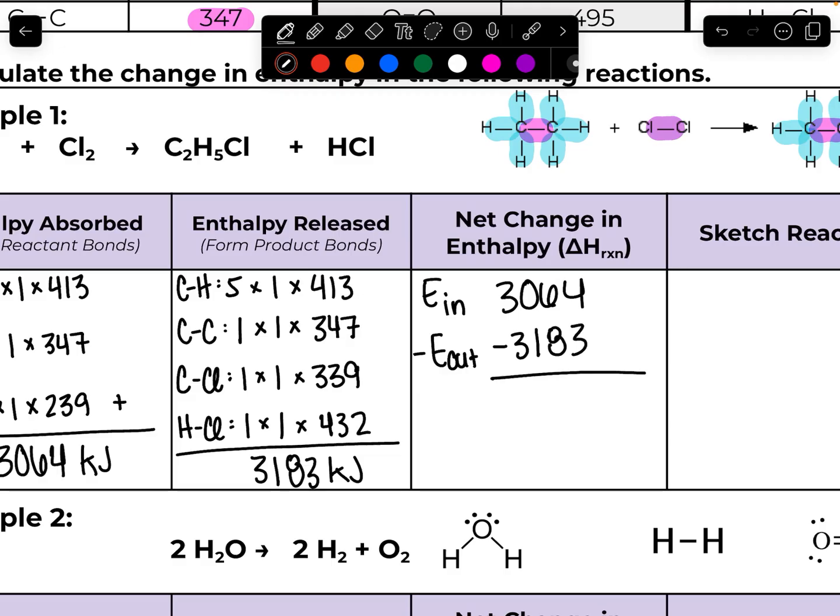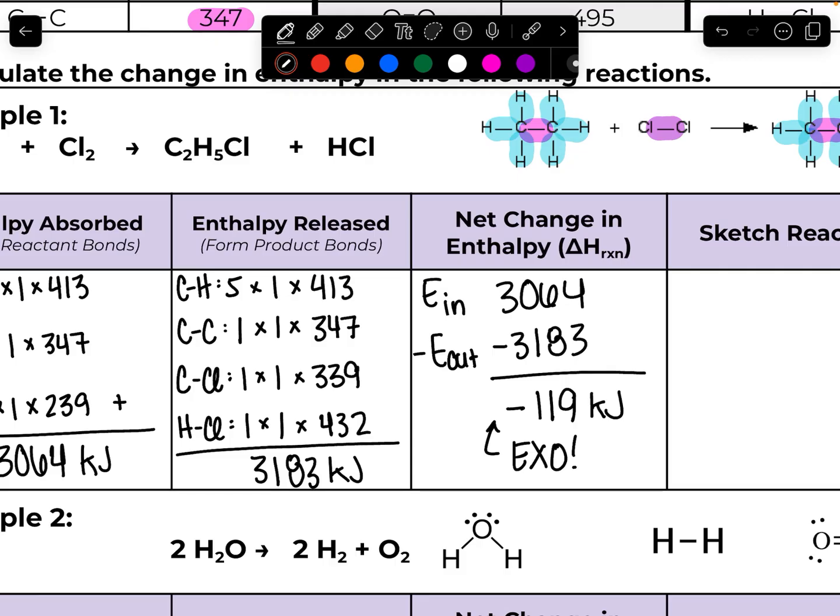Clearly, you should be able to see what the sign of this is going to be just based off of the numbers that are bigger. The second number, the energy out, is bigger than the first number, so that tells us we should be getting a negative value, and specifically we will get negative 119 kilojoules. So this tells us, because this is negative, this is an exothermic reaction.